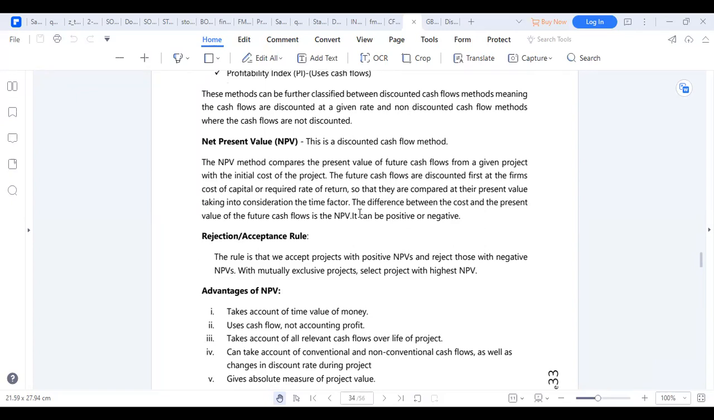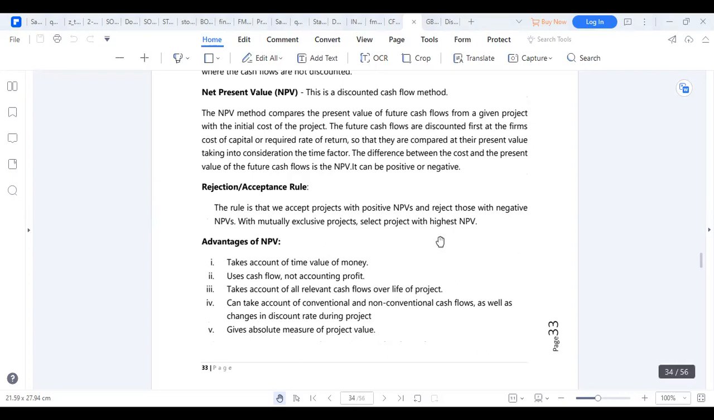But if you have two mutually exclusive projects, you pick the one which has a higher NPV if both of them are positive. This has an advantage in that it takes account of the time value of money. It also uses cash flows, not profits. It also takes account of relevant cash flows over a period of time. It can take account of conventional and non-conventional cash flows. As well, it gives an absolute measure of the project.